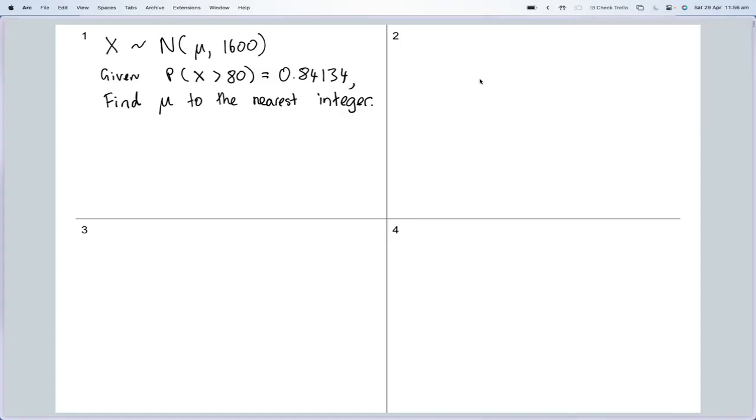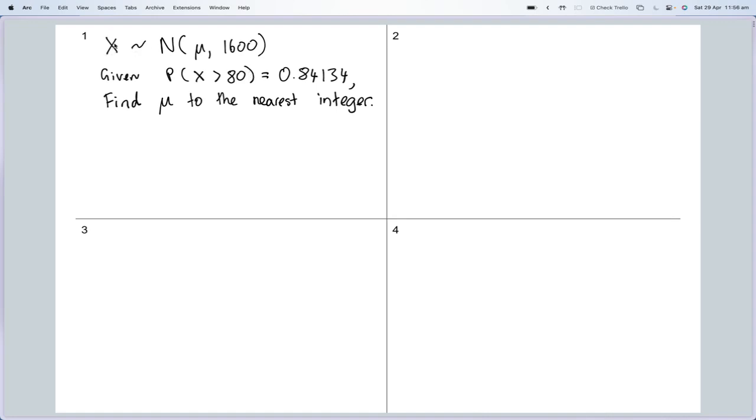So in class, we asked the question, what happens if the given probability is like this, x is greater than 80 instead of x is less than a number? How does that adjust our thinking in terms of solving the problem? So let's have a look at the setup of the problem.